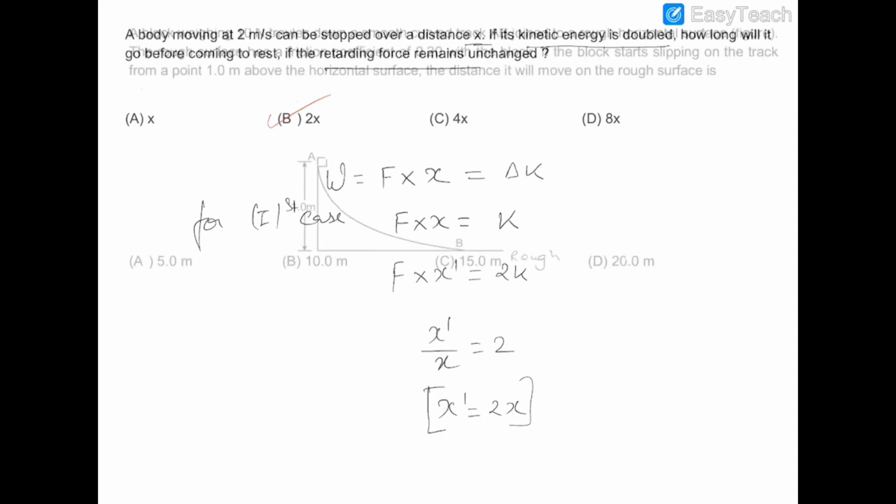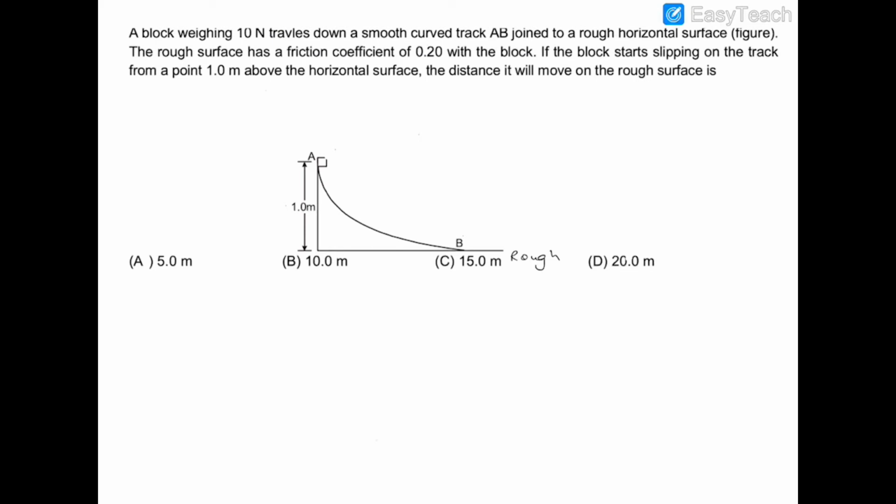Now we move on to the next question. In this question, it is given that there is a block situated at point A, and this block is sliding on the smooth surface AB. But beyond the point B, when the block is moving on the horizontal surface, there is some friction present on it. Due to that friction, the block is retarded and comes to rest at some point. Let's suppose this is point C, and the distance through which the block has retarded is x.